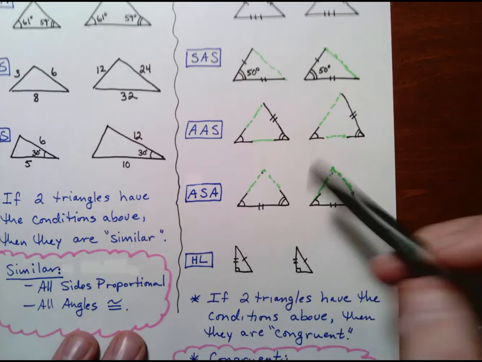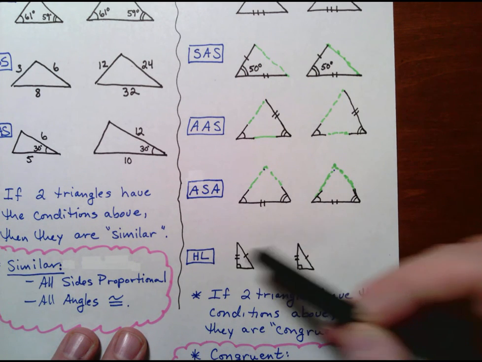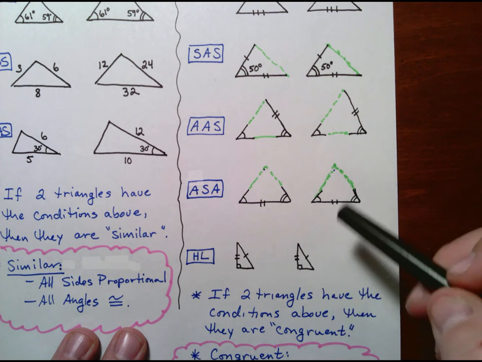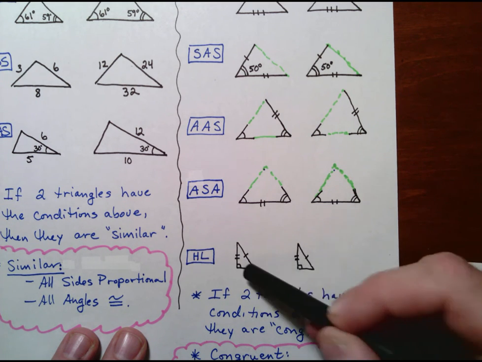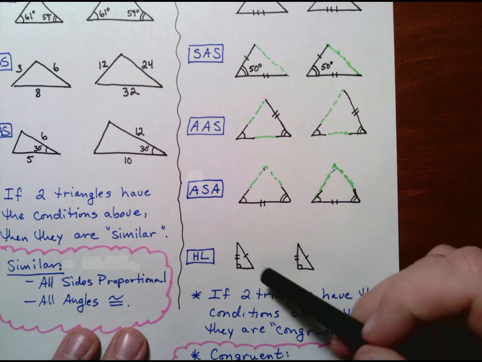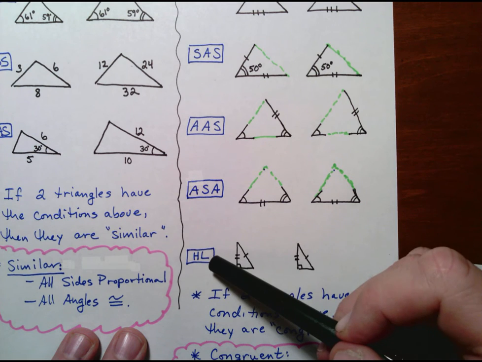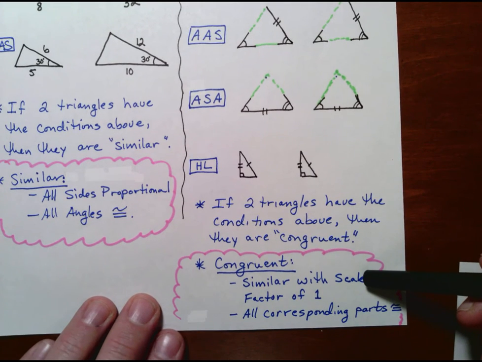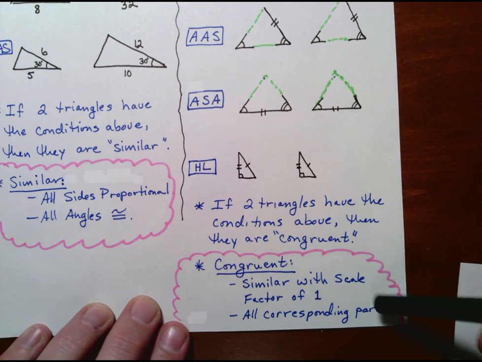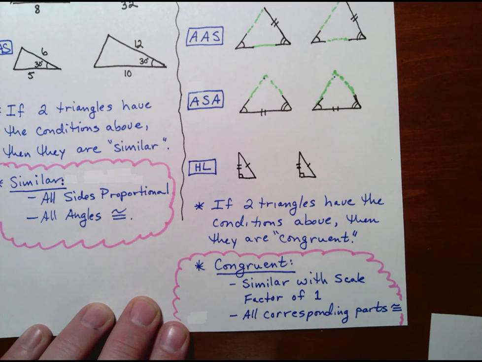And then last of all, to explain why hypotenuse leg works, is if you have the hypotenuse the same in both triangles and a leg the same in both triangles, you could use the Pythagorean theorem to find the third side, and it would have to work out the same in both triangles as well, therefore making both triangles congruent by side, side, side, but we just use the minimum amount of hypotenuse leg to prove them congruent. And again, when that's true, these triangles have the same scale factor of 1, and then forcing all the angles congruent as well, and then all 6 parts are considered congruent.